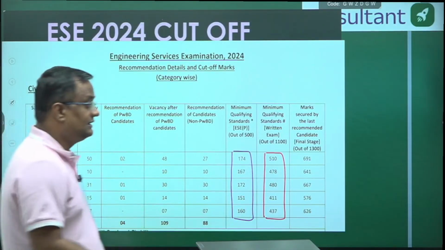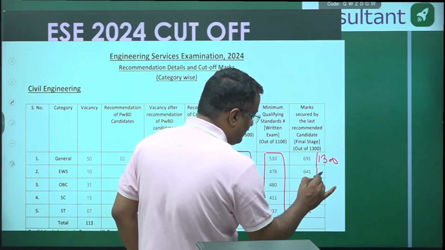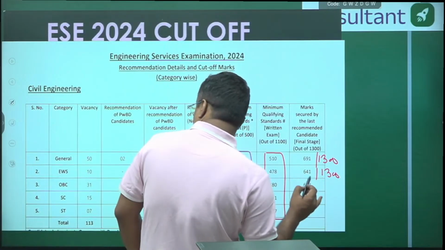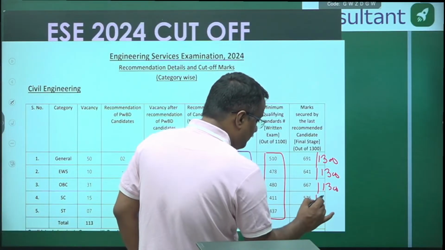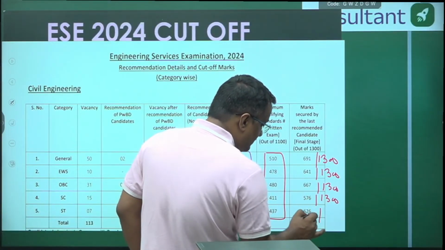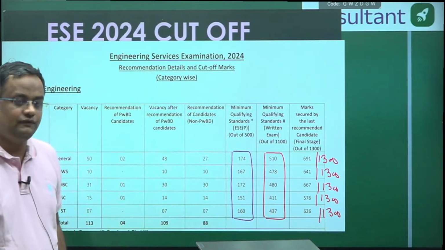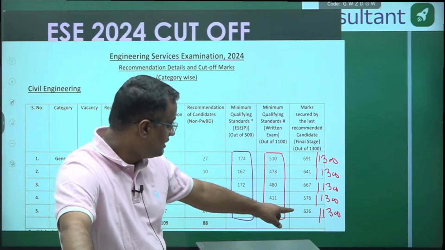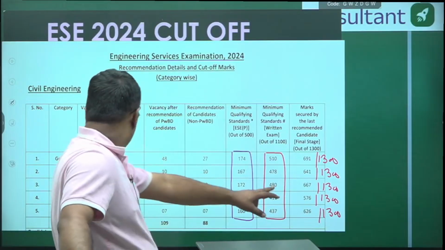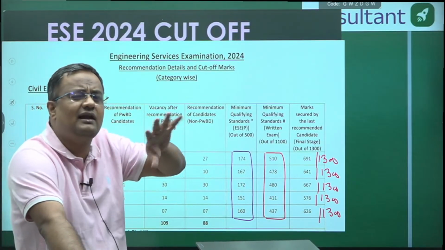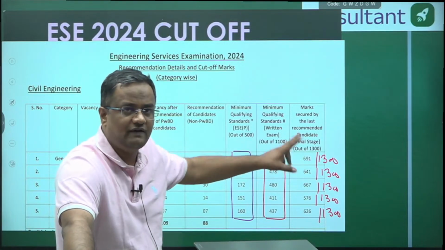And out of the final 1300, for general the cutoff was 691. For EWS the cutoff is 641, for OBC it is 667, for SC it is 576, and for ST it is 626. That means the cutoff is even less than 50% for the ST and SC categories. The cutoff for the OBC and EWS categories is around 50%, and for general it is around 55 to 57%.